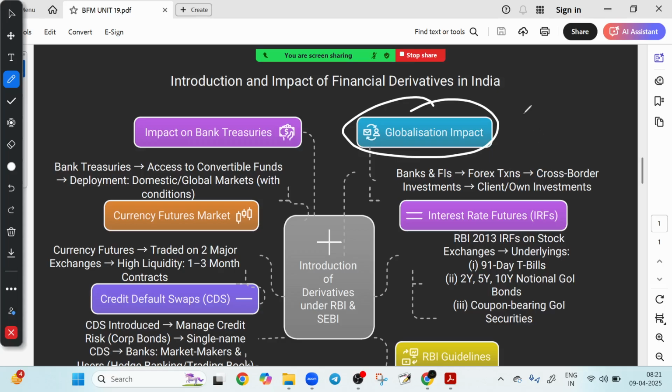So again I am repeating that as Indian banks and financial institutions engage in more forex transactions, derivatives help manage cross-border investment. This is a very important thing. It helps them to manage the cross-border investment.